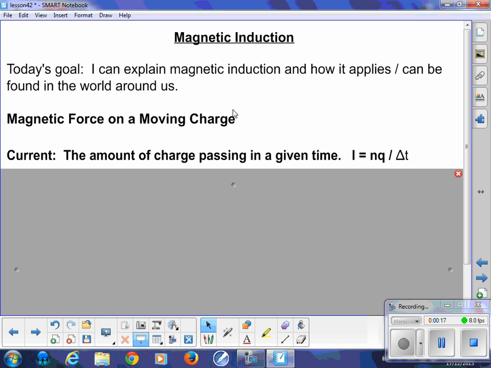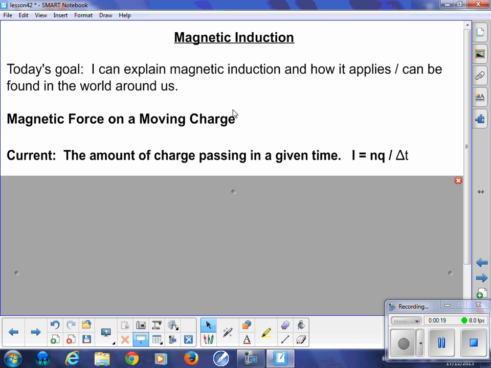So what is magnetic force or magnetic induction? We're looking at, to start with, the magnetic force on a moving charge. Current is the amount of charge passing in any given time, so it's the exact same as it was in the 3U course. But I'm going to give you a little bit of a different formula. I'm just going to talk about the changes, and rewrite it here so it looks a little bit more correct.